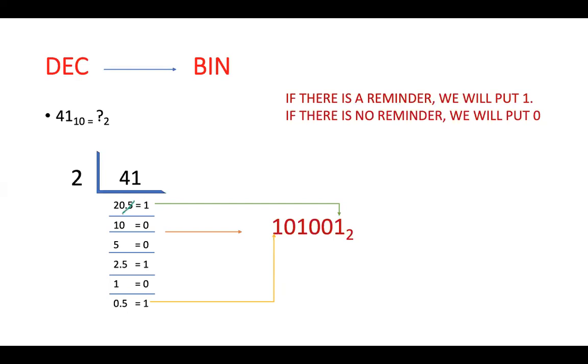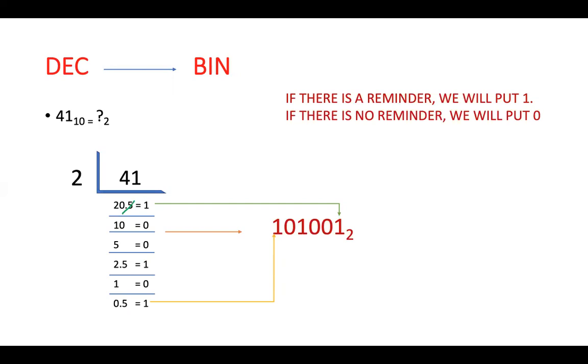We will remove 0.5, and we are going to put 1 instead of 0.5. After that, we will take only 20. 20 divided by 2 equals 10. So there is no remainder, so it's equal to 0. Then 10 divided by 2 is going to equal 5. So there is no remainder, so it's equal to 0.